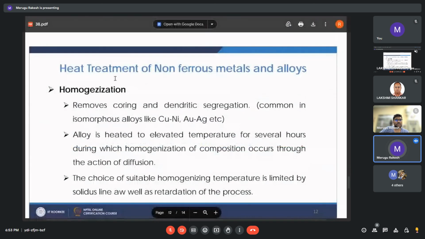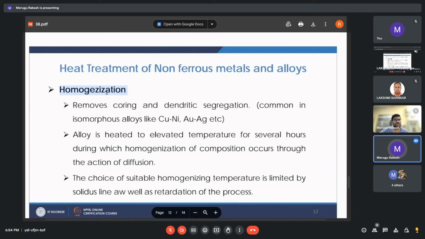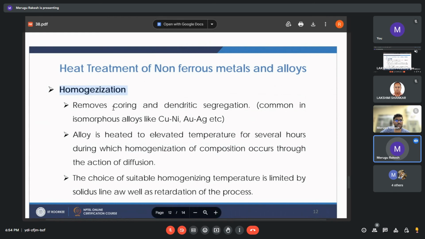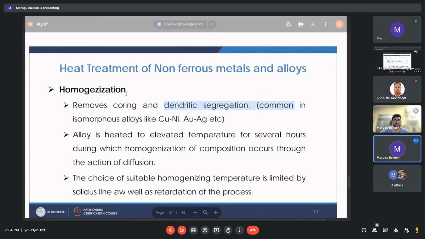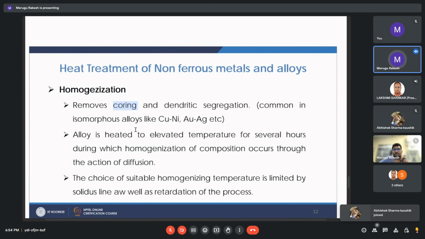Now we come to the heat treatment of non-ferrous metals or alloys. The first thing is homogenization. It is to remove the coring or dendritic segregation. Coring is a non-uniform composition. If you assume a circle, at the center we have a higher composition of one element, and at the periphery we have the composition of some other element.